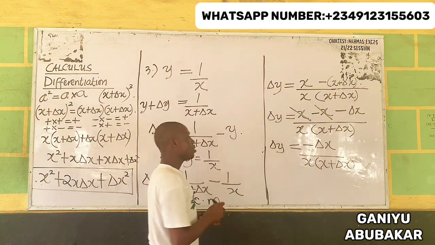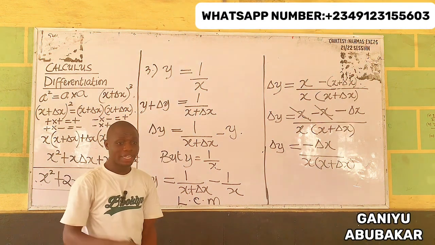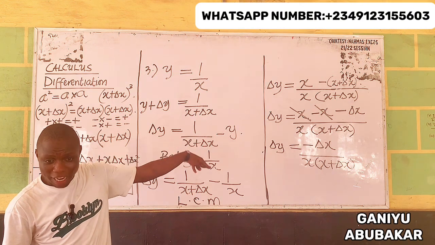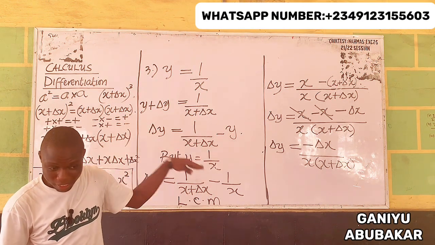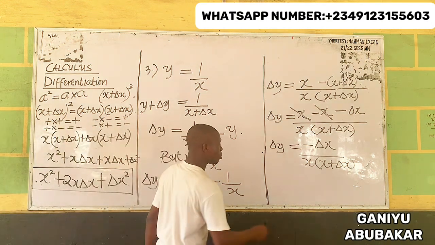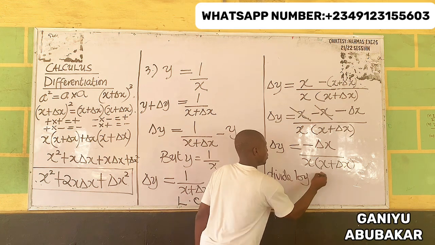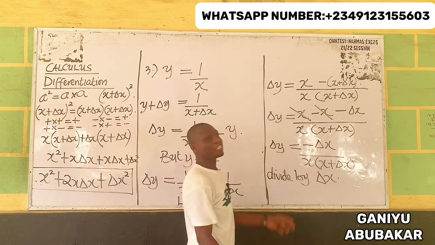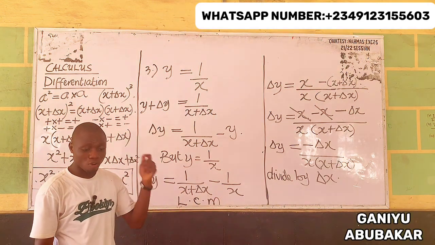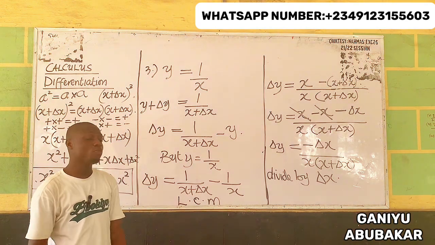Are we good? After cancelling out, what comes to mind? Divide through by change in x. After cancelling out, what next? You divide by change in x. I don't expect you to know it fully here. Just copy down the correct thing and understand them. Later, when you get home, you will revise, and then I believe you should be able to understand very well.